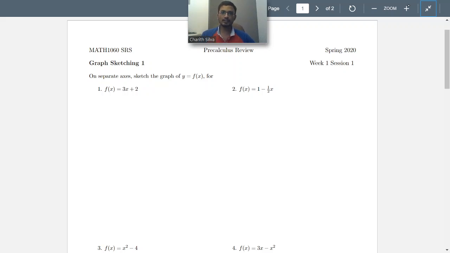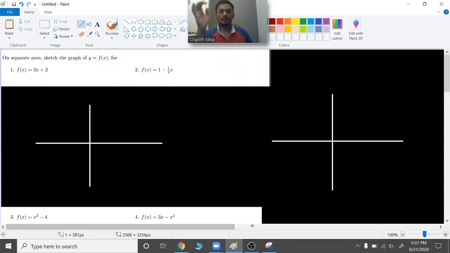In this video, I'll be discussing the first worksheet under graph sketching. So let's start with the first problem. Here, on separate axes, we have to sketch the graph of these functions.